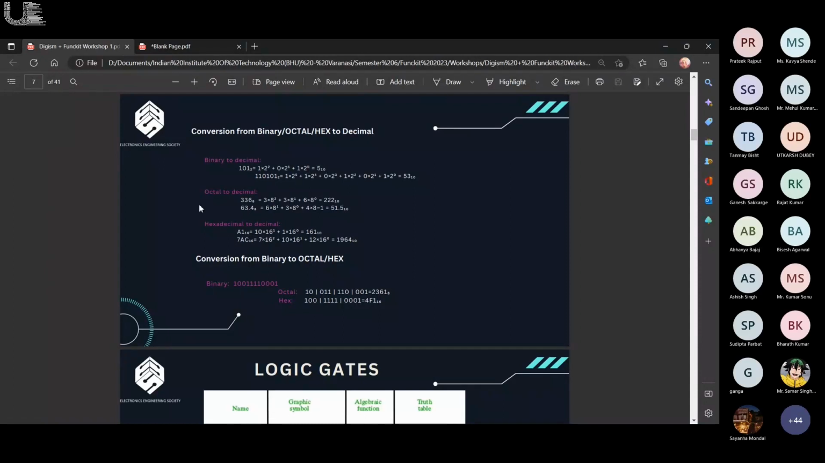Similarly, for octal numbers, we will multiply the corresponding digits with the place value of that digit, and we'll get the equivalent decimal number. Similarly, for hexadecimal. In hexadecimal, A corresponds to 10, B corresponds to 11, and so on, up to F, which corresponds to 15, and we'll multiply it with the corresponding place value to get the decimal number.